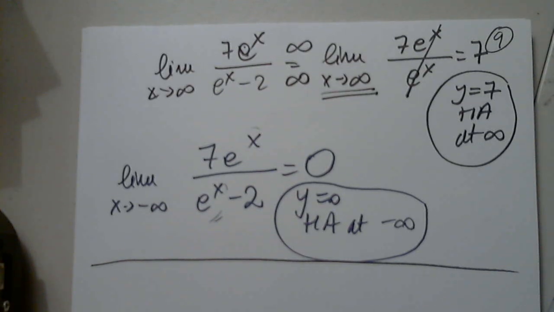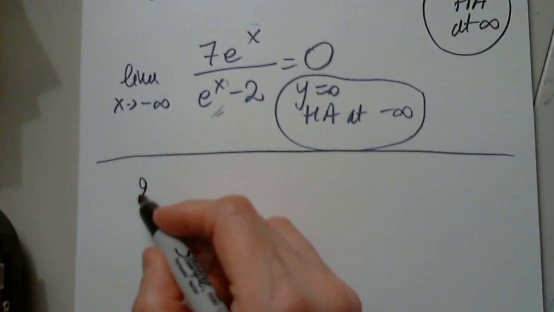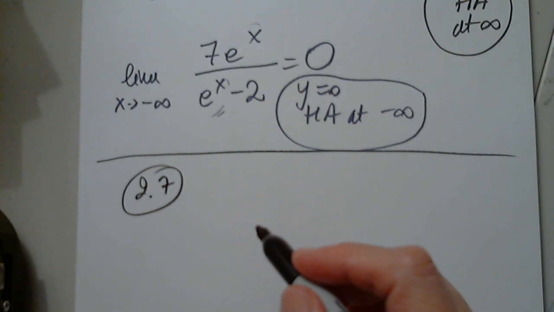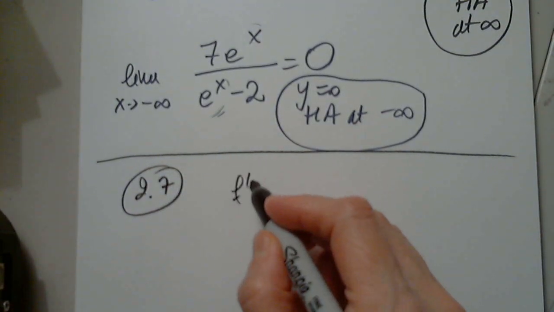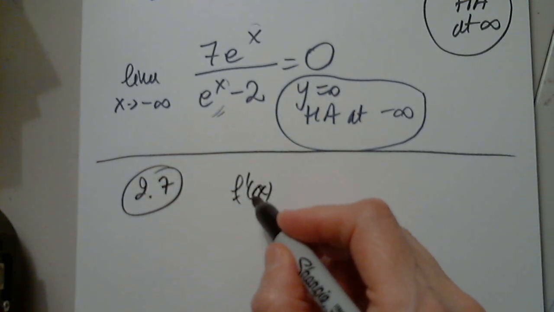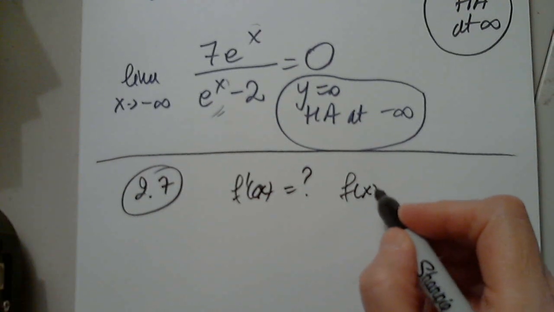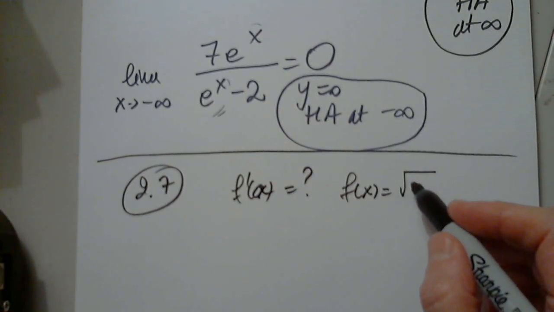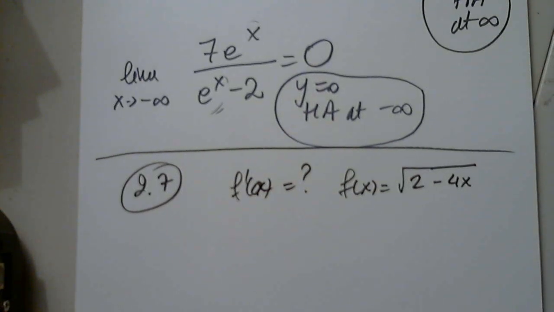Okay, so I have something ready from 2.7. Find f prime of a, and f of x equals the square root of 2 minus 4x. Good. With a definition.